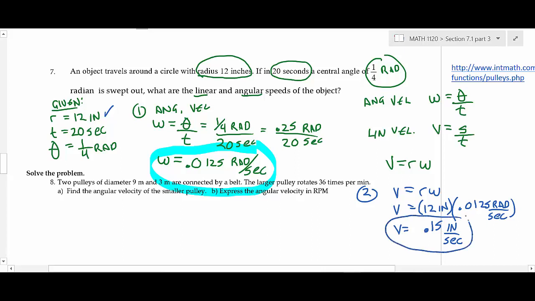In a problem like this, you might be asked to change to miles per hour, which you could do with dimensional analysis if you needed to do that, okay? All right, does everybody follow what I did on that?